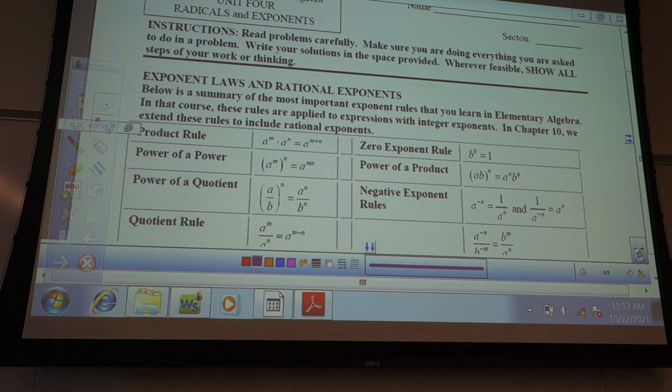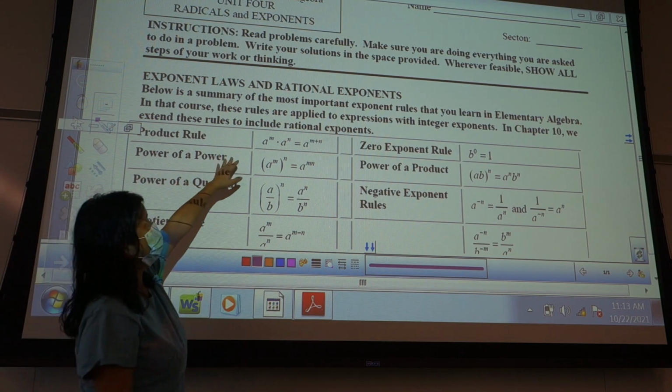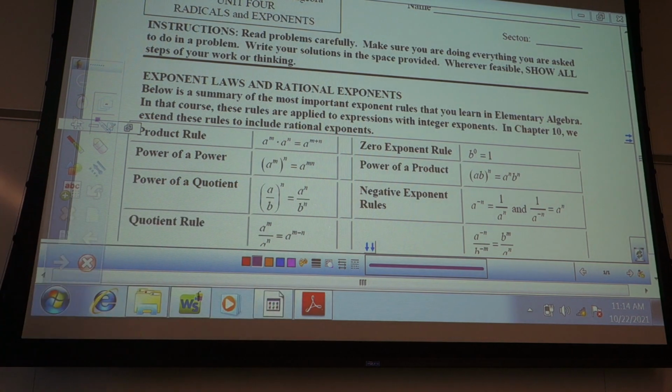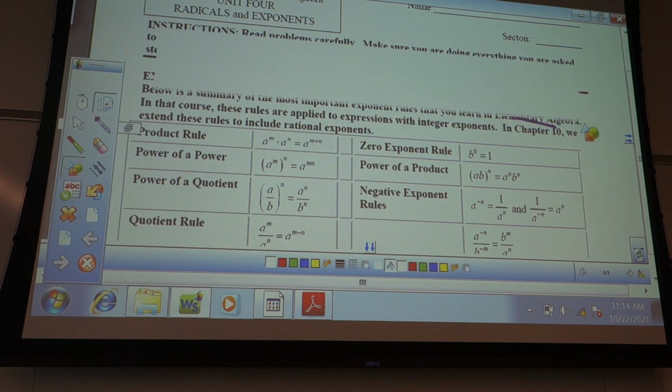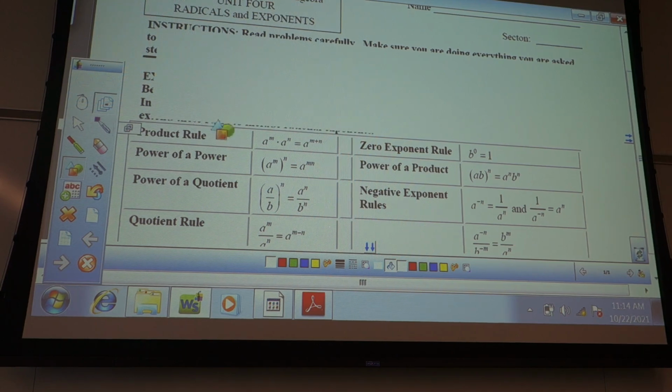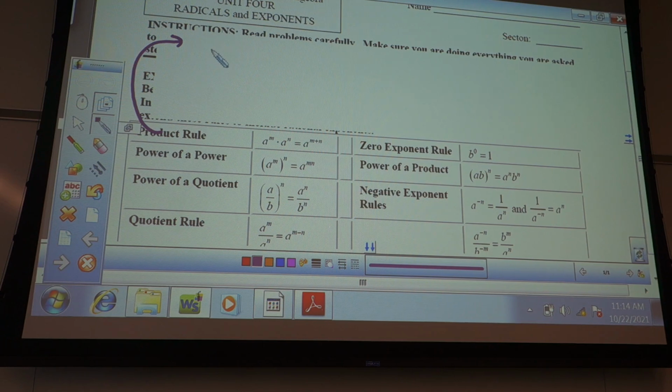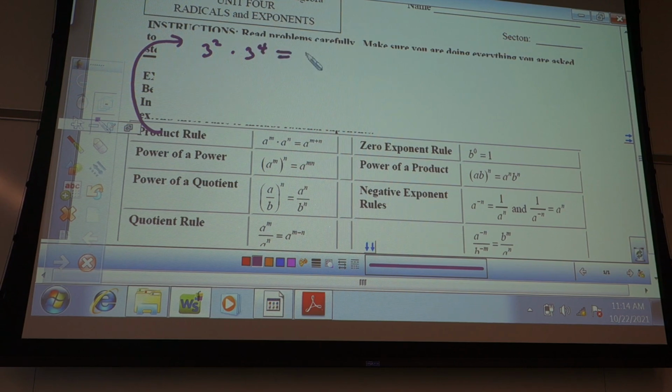Welcome. All right, so remember we have the product rule, right? And whenever you have a number, just a quick summary. The first one is, for example, 3 to the second times 3 to the fourth is the same thing as 3 to the sixth. Right, you just add the exponents. Good.